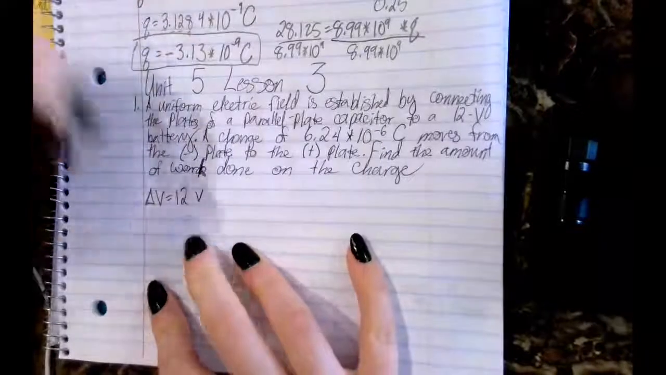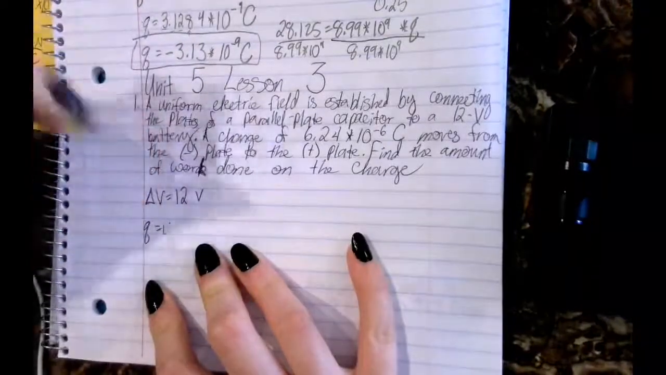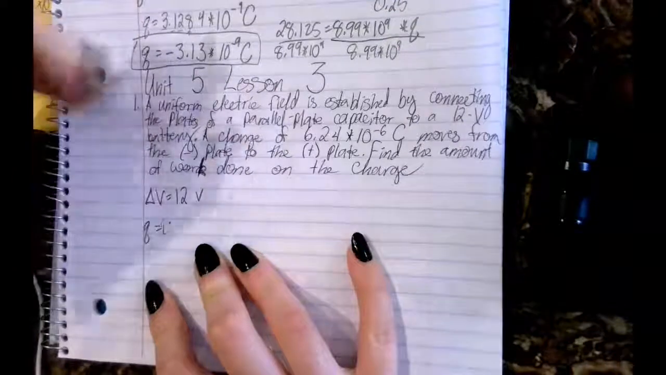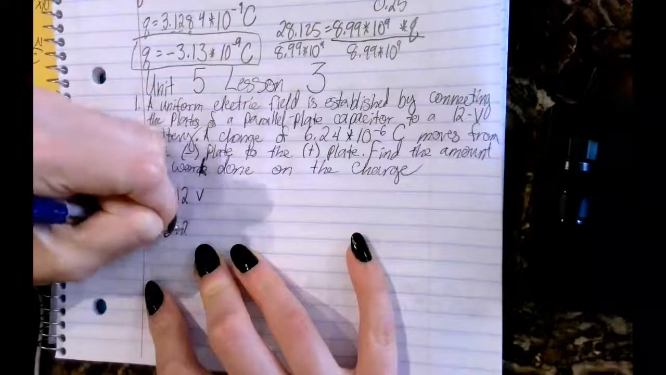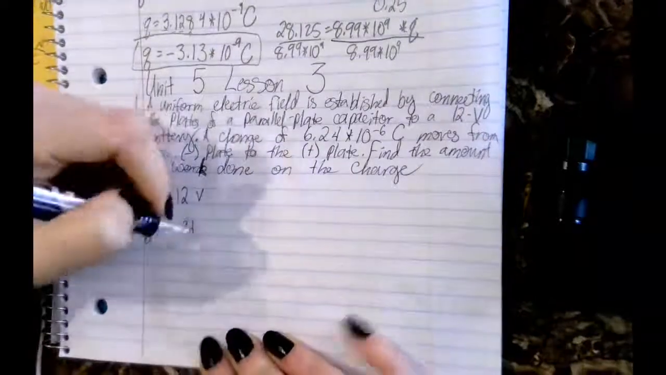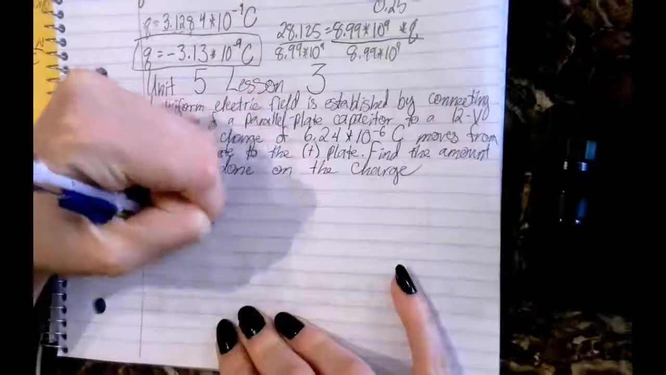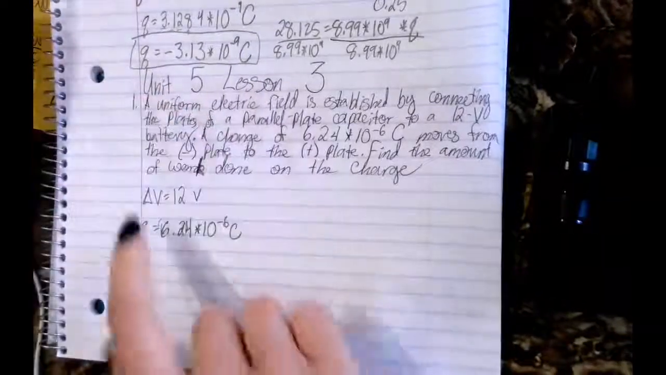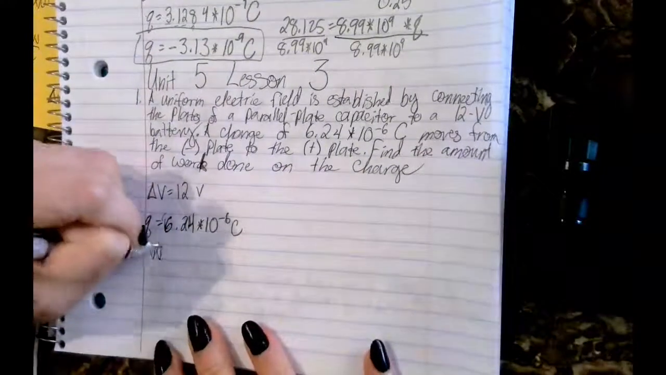A charge, Q, of 6.24 times 10 to the negative 6 coulombs moves from the negative plate to the positive plate. We want to find the amount of work done on the charge.